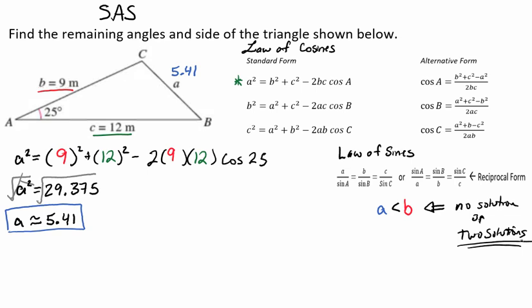So if we continue forward with our law of sines, we find the sine of B over 9 equals the sine of 25 over 5.41. We multiply both sides by 9. That gives us the sine of B equals 9 times the sine of 25 divided by 5.41. And then to find B, we're going to take the inverse sine of both sides.